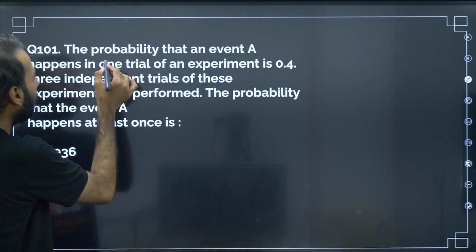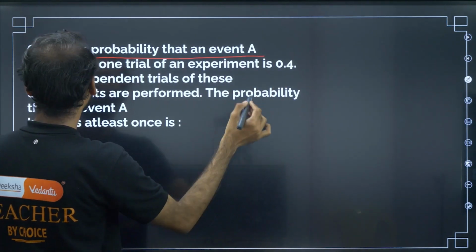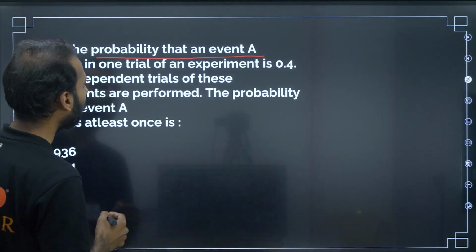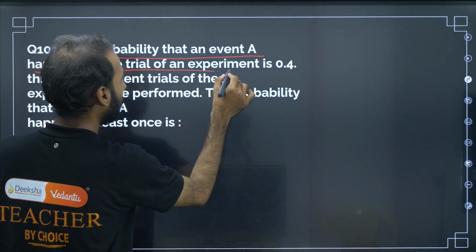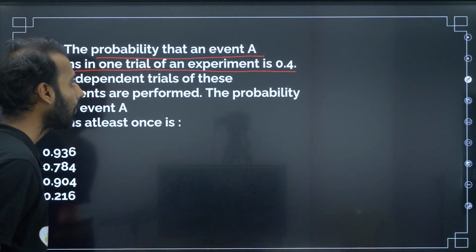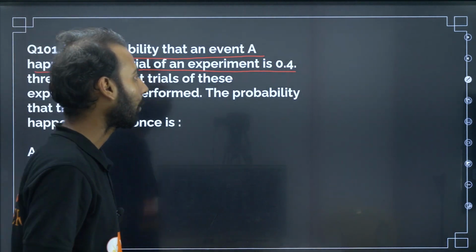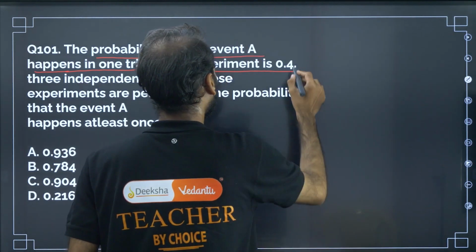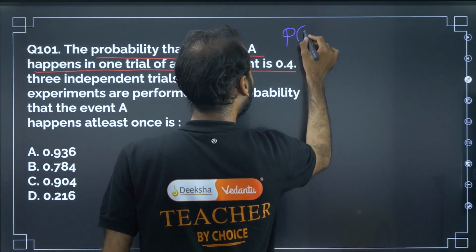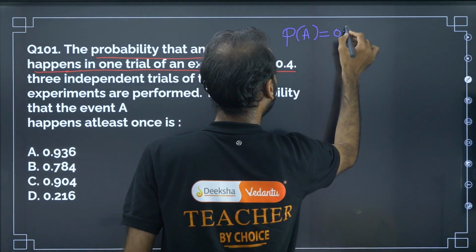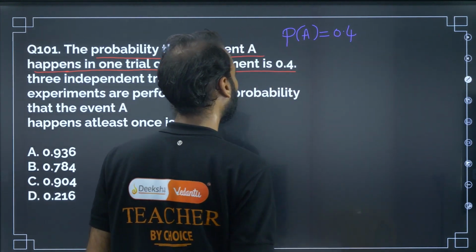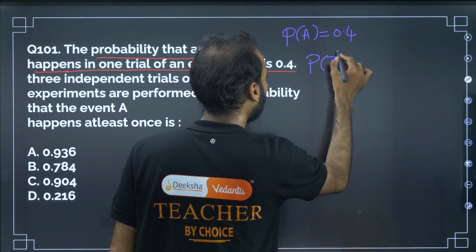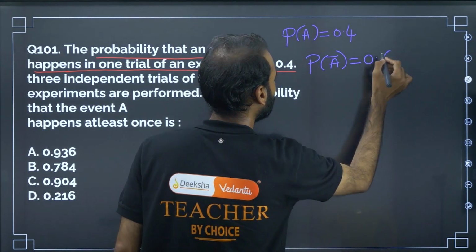The probability that an event A happens in one trial of an experiment is 0.4. That is the given data. What is that given data? Probability of happening of event A is 0.4. If the probability of happening is 0.4, it indirectly means the probability of not happening is 0.6.